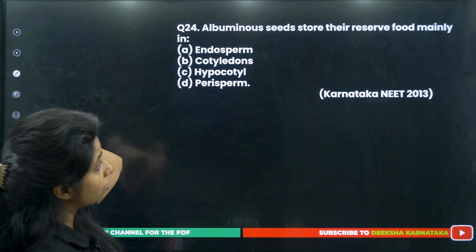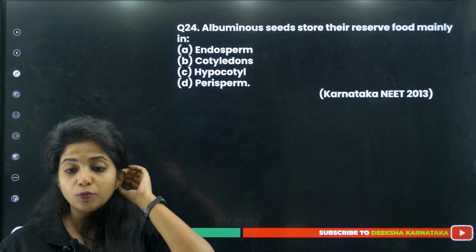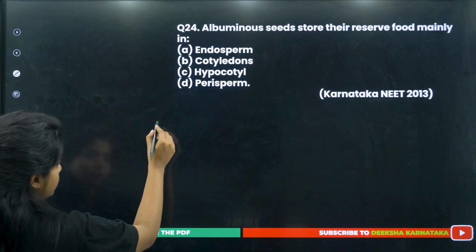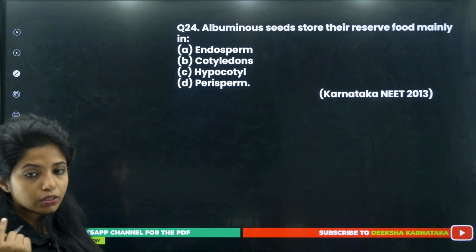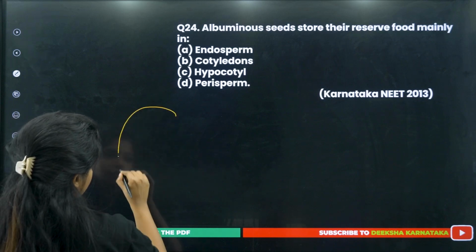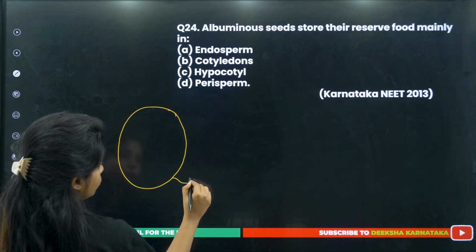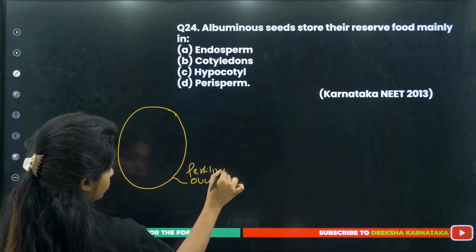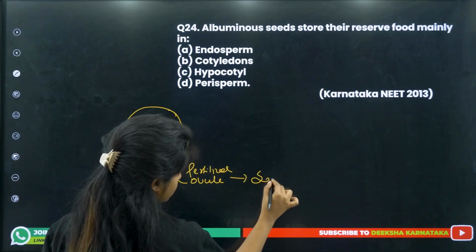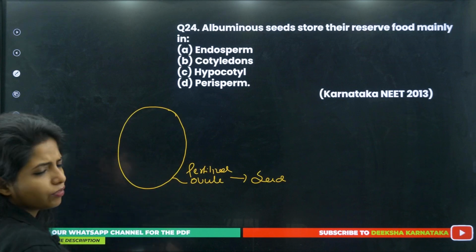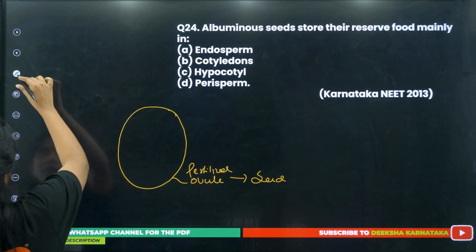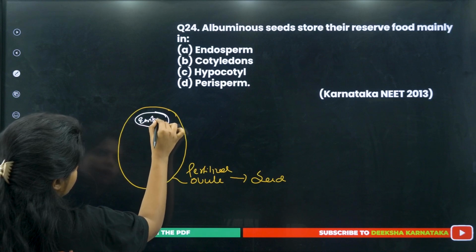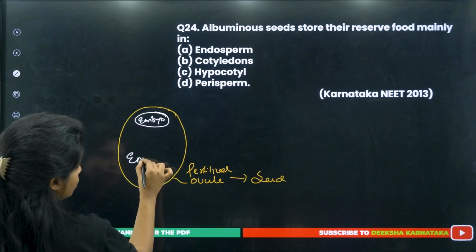Albuminous seeds store their reserve food mainly in. What do you mean by albuminous seeds? So basically in some seed, after fertilization, this ovule is now known as a seed. After fertilization you call this as a seed, right? You had the embryo sac and everything, and now the zygote is being formed. Now the zygote is formed, which is going to form the embryo, and you have the endosperm, right?